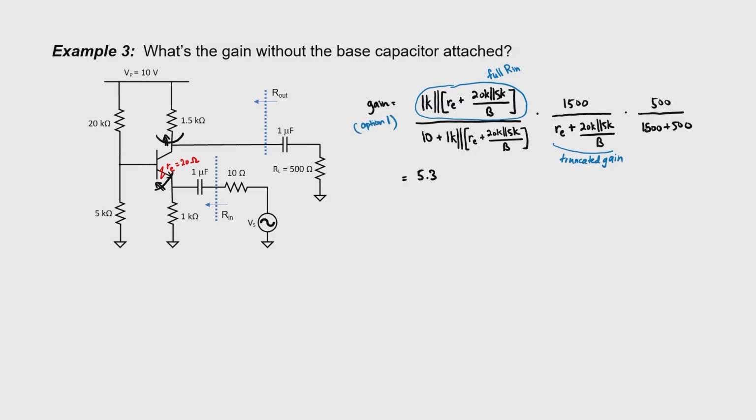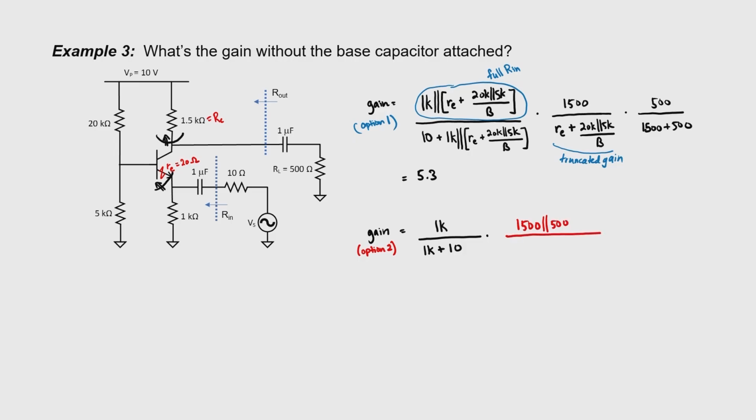For option 2, I'm going to truncate my input impedance. I'm not going to care about the transistor at all for the purposes of calculating the input impedance. So this divider is going to be a little bit simpler. I'm just going to have 1K making a voltage divider with the 10 ohm source impedance. Now in my expression for the gain, I can use all of the resistors attached to the collector. That's 1500 ohms from R sub C up here, and it's attached to the load resistor, which is 500 ohms.